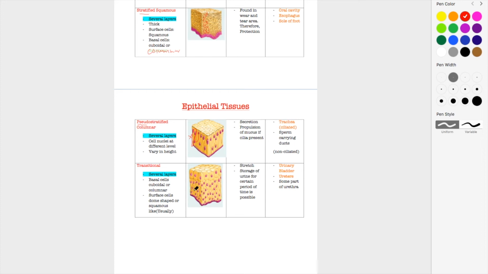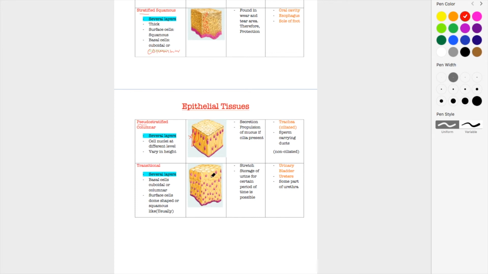And the last one, the unique type, is called the transitional type of epithelium. These also have several layers. The basal layers are usually cuboidal or columnar in structure. As you can see here, this looks like a cuboidal kind of structure in this particular picture. And the surface cells are usually dome shaped or squamous-like.